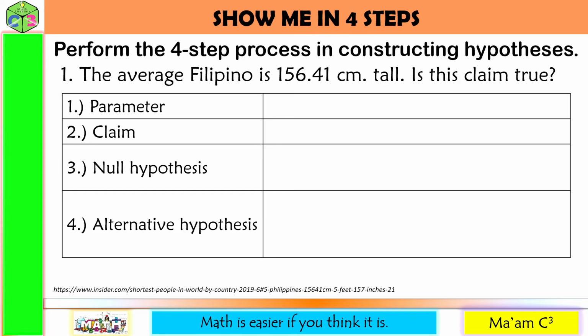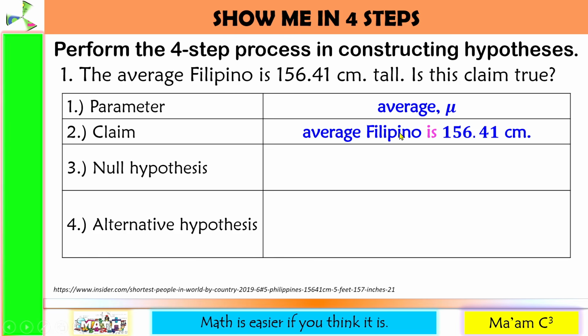Is this claim true? First step, again, we have to identify the parameter. And the parameter here is the average, denoted by mu. And what is the claim? The claim is that average Filipino is 156.41 centimeter. Since we have the word is here, then this falls on our null hypothesis.